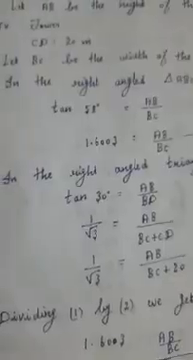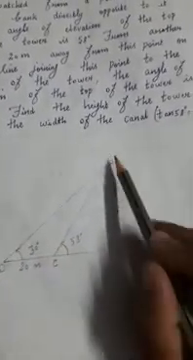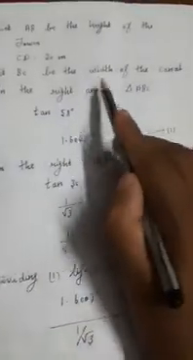Now you can see. First you can write: let AB be the height of the tower. Let us name the points A, B, C, D. AB means the height of the tower, so we need to find this length. CD is this length, which is 20 meters. The next one, BC, is the width of the canal. This length only they have asked to find out, so this is the width of the canal.